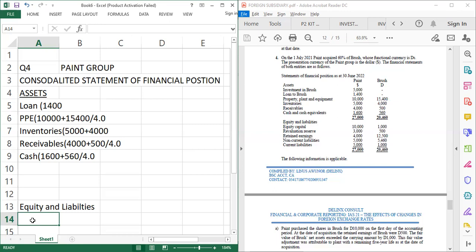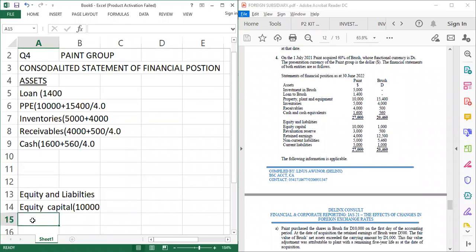Equity and liabilities. The first one is the equity capital. The equity capital we use only in the parent, because we are going to cancel the subsidiary's equity against the investment made. So we use only the parent equity capital unless there is a share exchange. So we have 10,000.